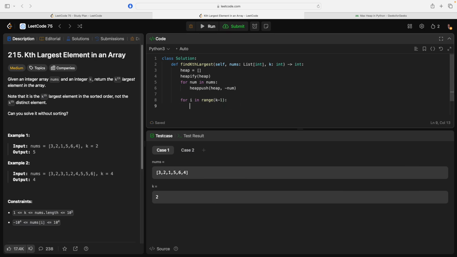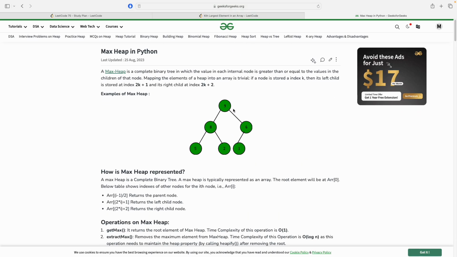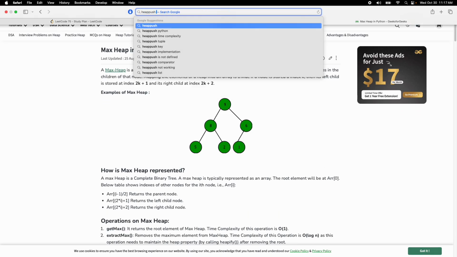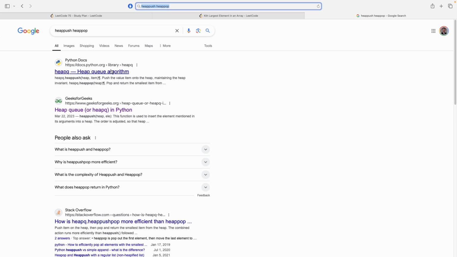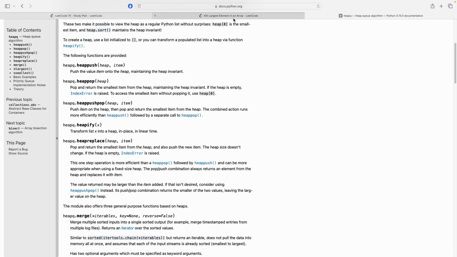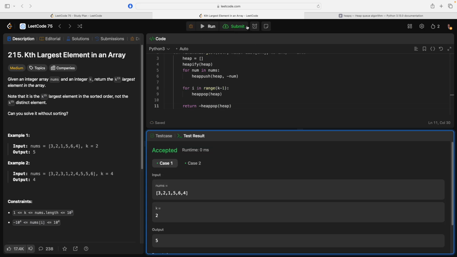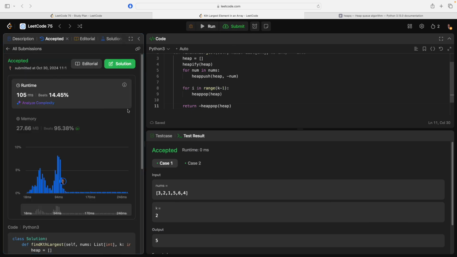What if we say k minus 1, heap pop, heap. I think that we need to use heapq, heap pop, heap, and then we just say return a negative heap pop heap.